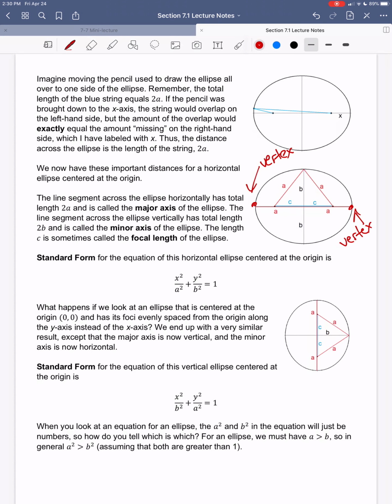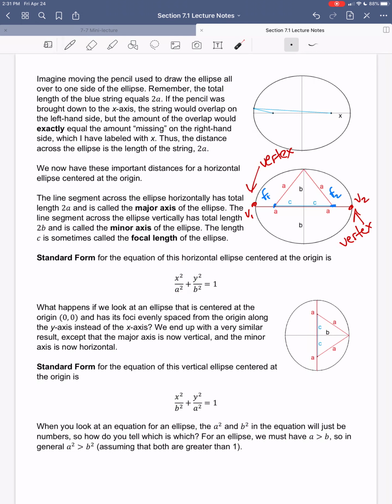And of course the points that we would have here, I should probably make those blue. Remember, those are my foci. That would be F1 and F2. So I guess we could call this V1 and V2, vertex 1 and vertex 2. And this distance, again, is sometimes called the focal length. How far is it to the focus? So this is the standard form for the equation of this horizontal ellipse centered at the origin. It always looks like this here.